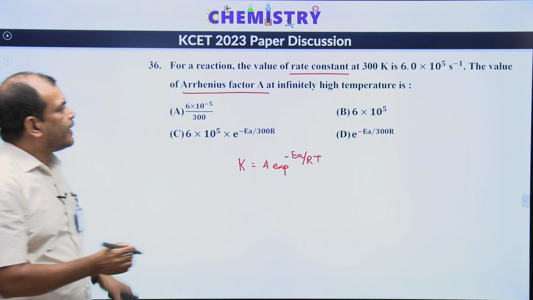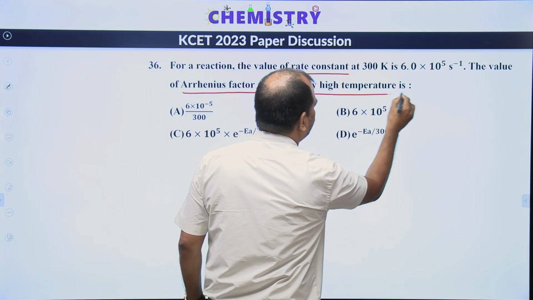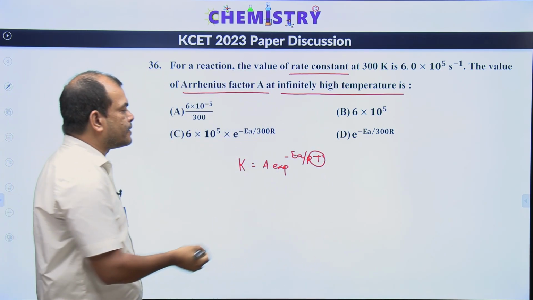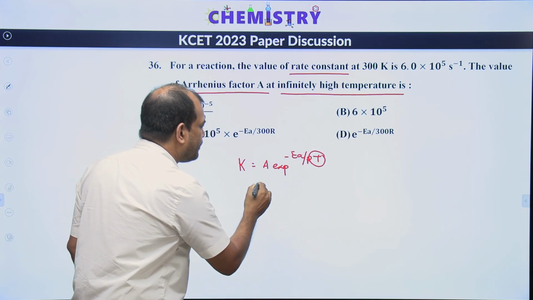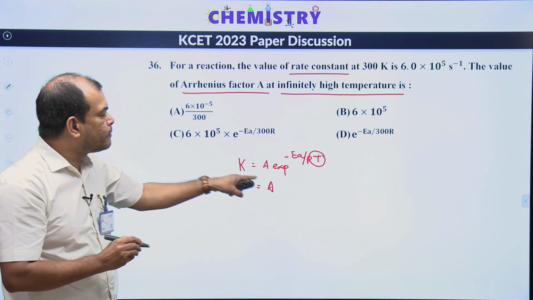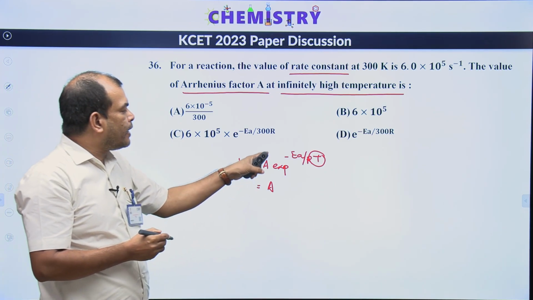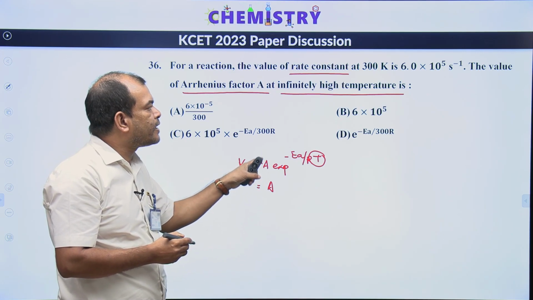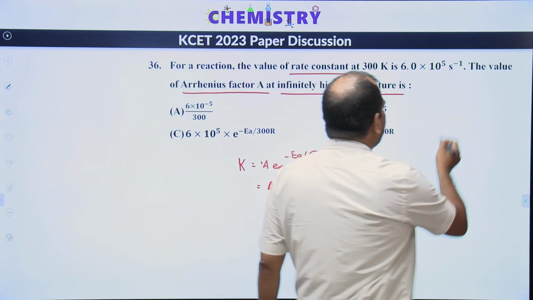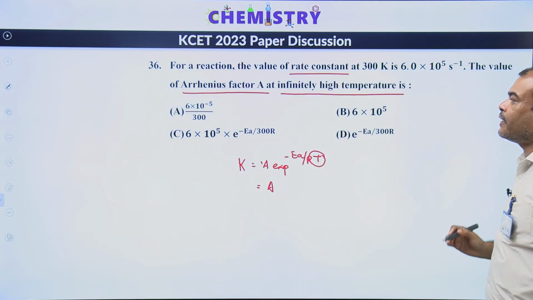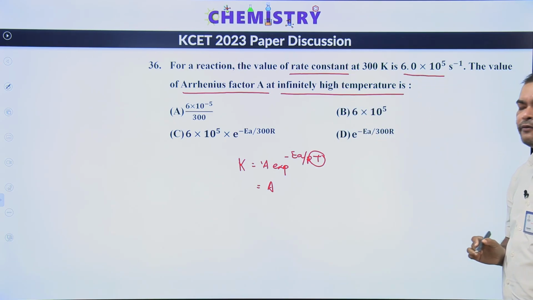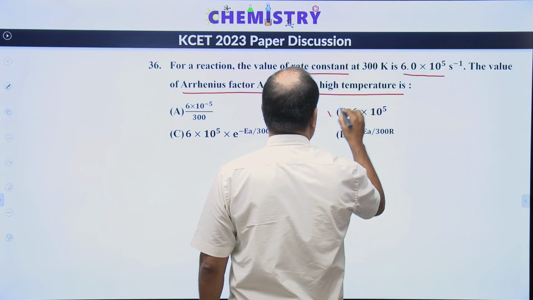Now the condition given is infinitely high temperature. If it is infinitely high temperature, T is too high, and that means the exponential power becomes 0, therefore it will become A. At infinitely high temperature, K becomes A. And that is why, when you learn the significance of A, it is also known as the maximum rate constant value. So the value of the Arrhenius factor A at infinitely high temperature should be the same value, 6 into 10 to the power 5. Therefore your answer will be B.